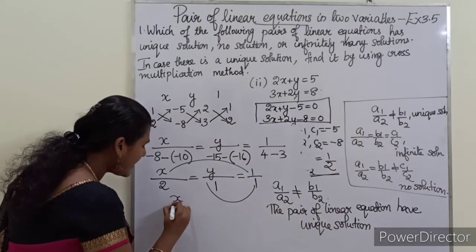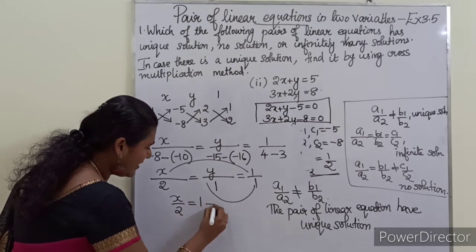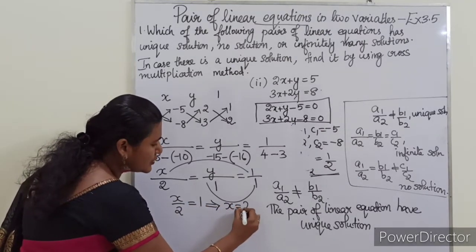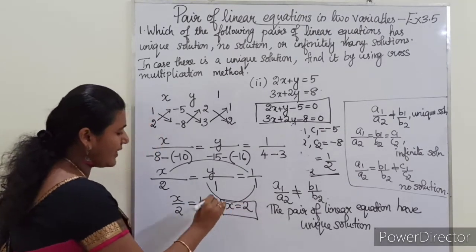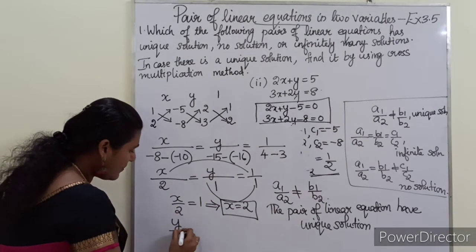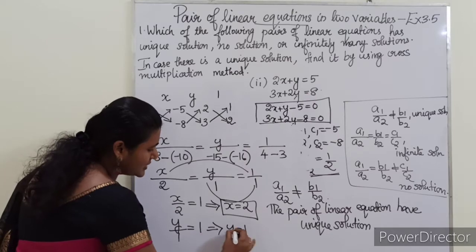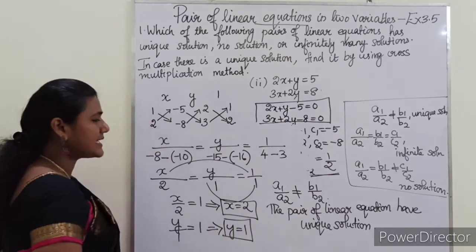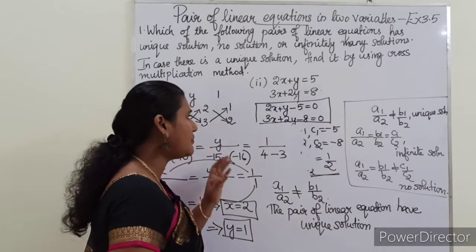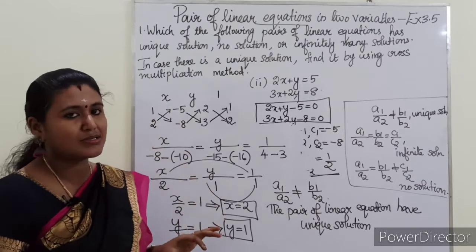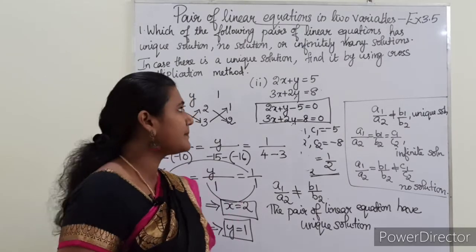So we can write x by 2 is equal to 1, which gives x is equal to 2. So here we got the value of x. Now we will equate y by 1 is equal to 1. So y value is equal to 1. So we got the value of x and y. So this is how you have to find out the solution using cross multiplication method.